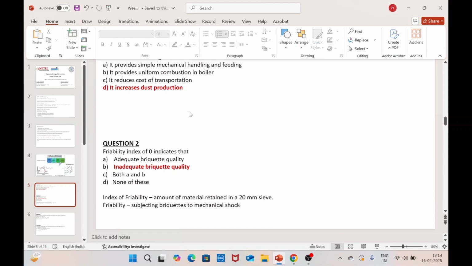Since you are subjecting it to mechanical shock, and none of the material is retained in the 20 mm sieve, it means that all the briquettes are fragmented, are broken. But we want a briquette with uniform properties that is strong, so that the heating value and energy density can be improved. If all the material is going to be fragmented, then that briquette will not have good value. So it will be an inadequate quality briquette. Is it fine?